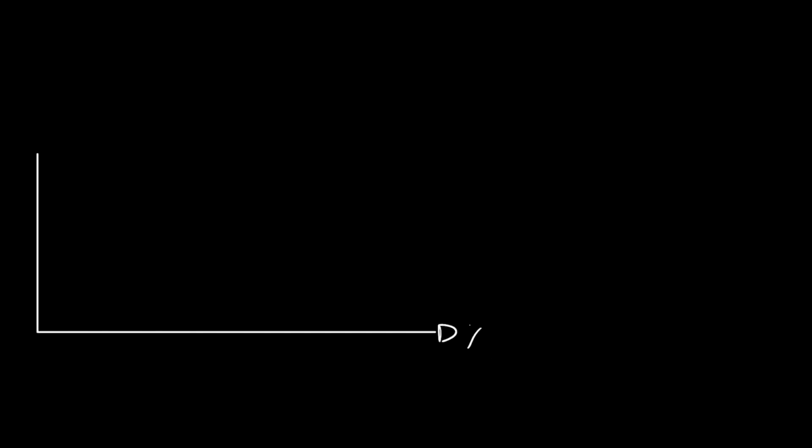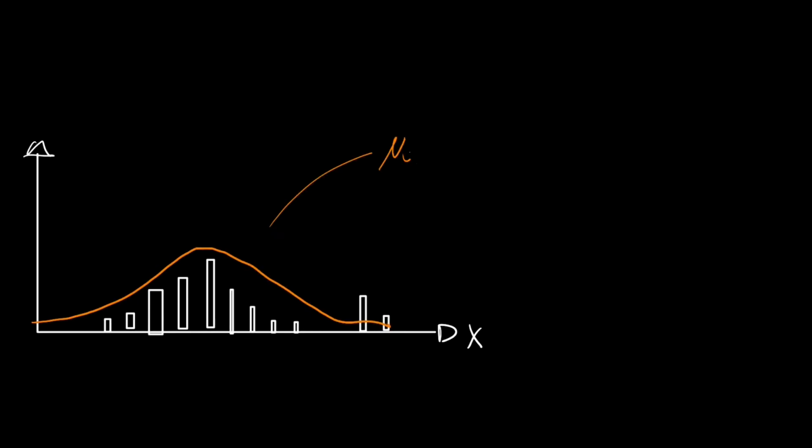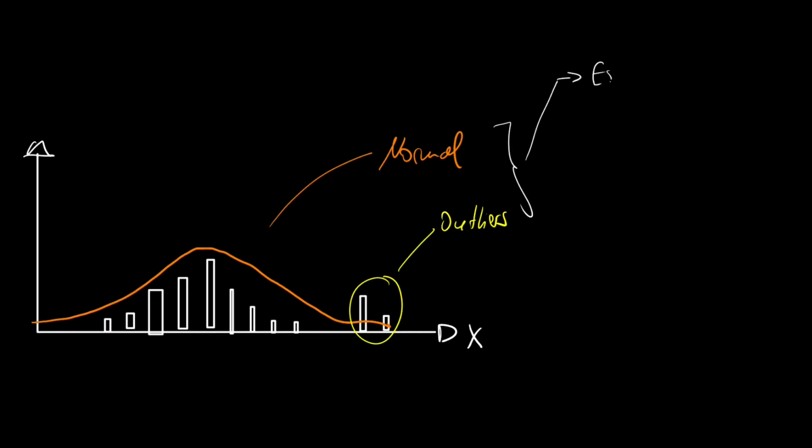You observe some data for which you create a bar chart. You see the data is normally distributed, but there are some outliers. So you want to use a robust estimate by encoding prior knowledge.